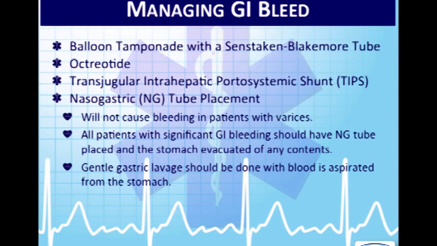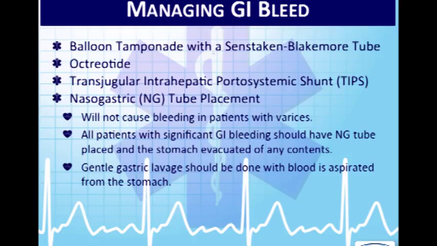I'll mention a couple of other things that we do in rare instances. We'll talk about some balloon tamponade. We'll talk about octreotide. Octreotide, balloon tamponade, and TIPS procedures are all used for these variceal bleeds, these cirrhotics who can rupture open veins anywhere in their GI tract. We'll show you a picture of a balloon, the Blakemore tube, in a little bit.